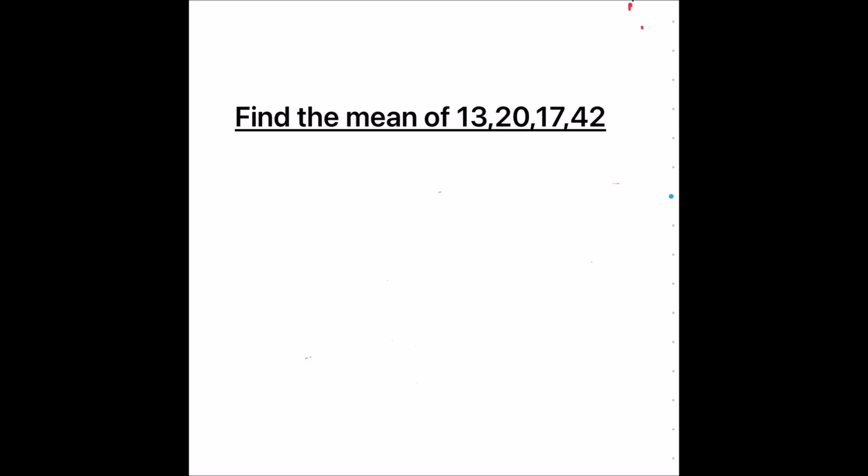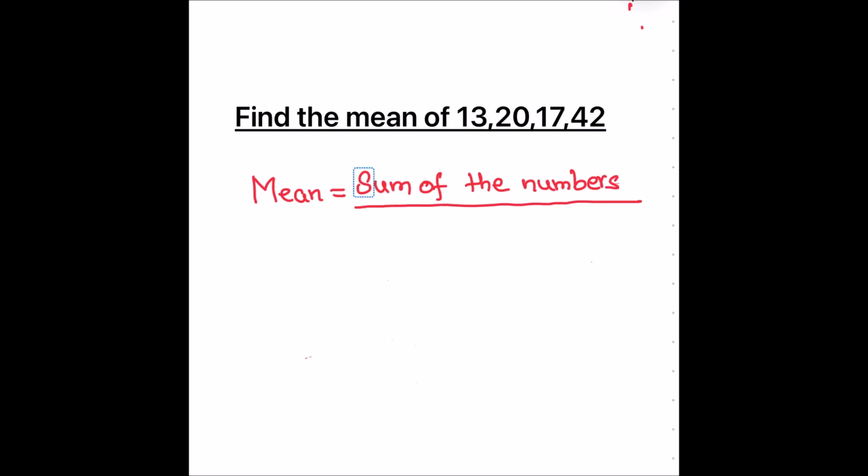So mean is also called the average of the numbers. There's a formula to find the mean of the numbers. Mean or average of the numbers is sum of the numbers divided by the number of numbers. So to find the average, we are going to add all the numbers divided by the number of numbers.